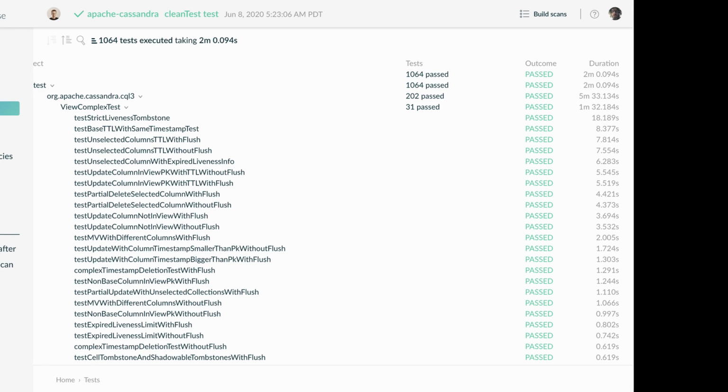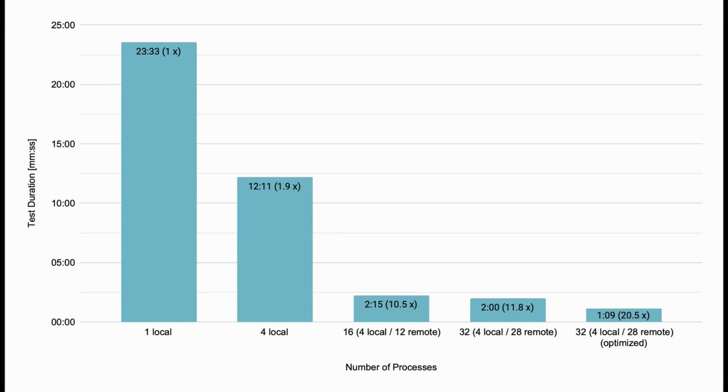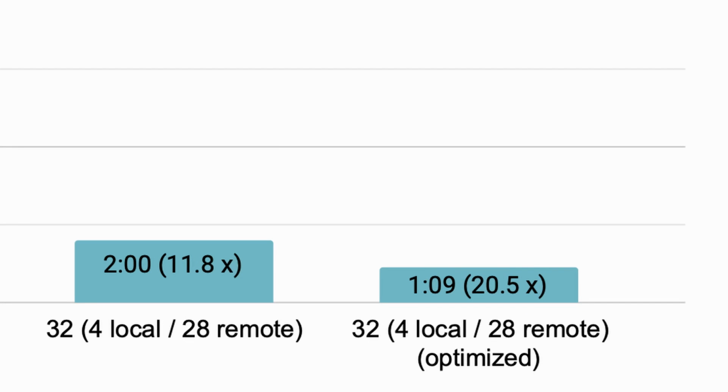If you look at the build scan, we can see that the tests of some test classes take more than 90 seconds. On top, you have setup and teardown costs for the test class, so we cannot optimally balance the load. After moving some of the test methods to other test classes, we got the execution time down to 1 minute and 9 seconds.